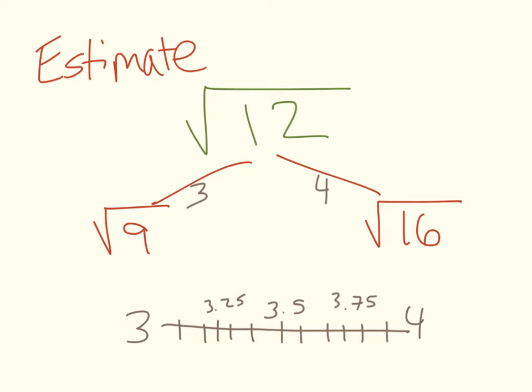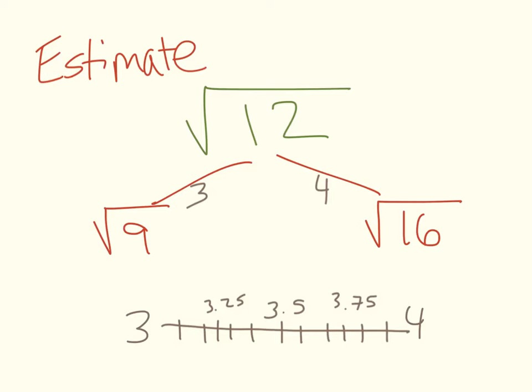I have distances of 3 from 9, and the square root of 12 is 4 away from 16. So I know that my answer is not going to be 3.5. I know it's actually going to be a little bit closer to the square root of 9, because we're only 3 numbers away from the square root of 9, where we're 4 numbers away from the square root of 16. So if we're 3 numbers away from 9, I know that my answer is going to be somewhere lower than 3.5, but it's still pretty darn close, because these numbers are so close to each other.